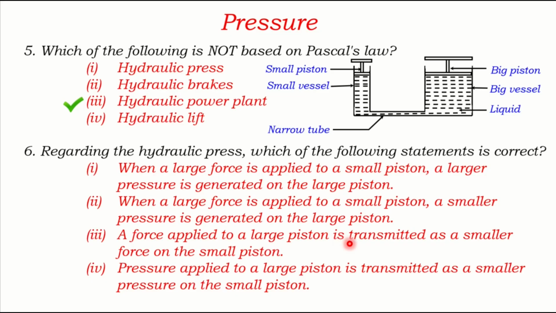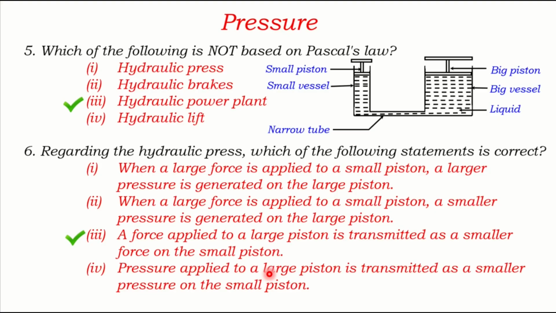A force applied to a large piston is transmitted as a smaller force on the small piston. Look, this is the correct option. A force applied to a large piston is transmitted as a small force on the small piston. Here the force will be large, but here the same large force becomes very less in a small piston. This is the correct option. That's why we have to select this option.